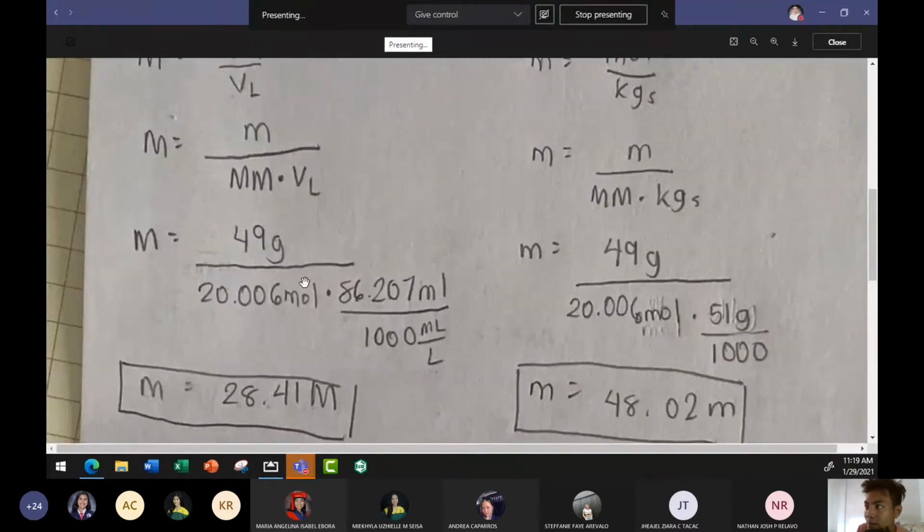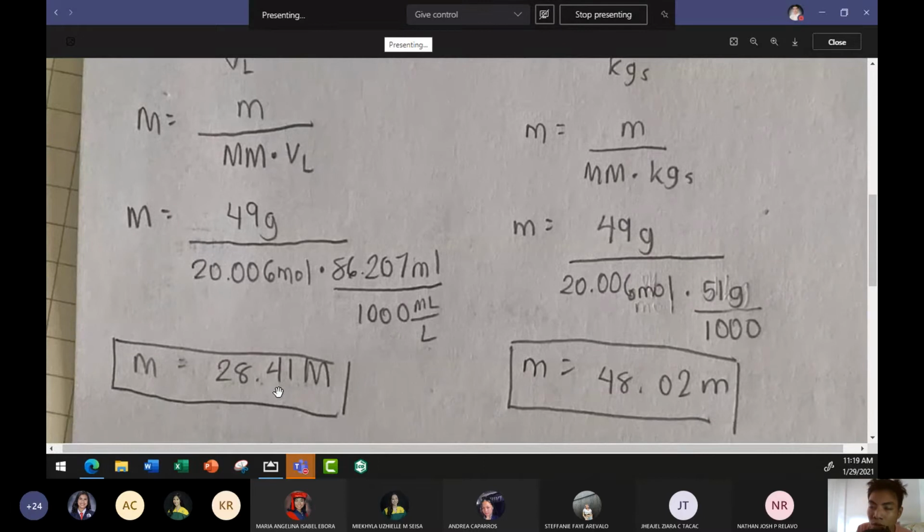So I think this is grams per mole. So that's 49 divided by this grams per mole times this volume divided by 1,000. And the answer is 28.41 molar. So if your answer is within the plus minus 0.3 range, that's okay. So 28.40 or 28.42 is acceptable, because in multiple choice, the choices are far apart anyway.